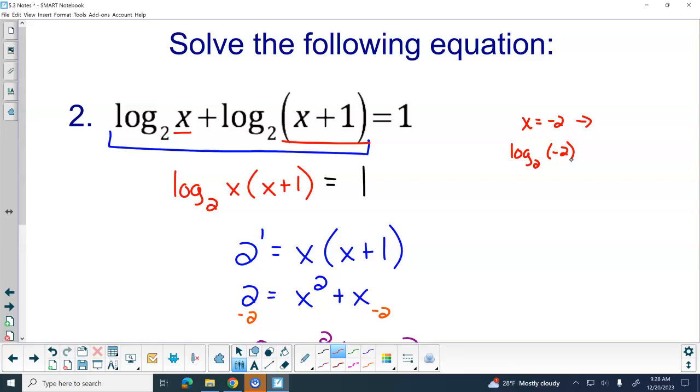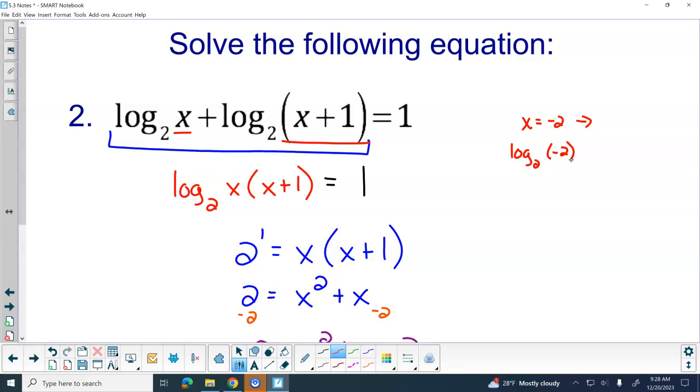Ready? Okay. What are the 2 conditions in logs? Base. What about the base? It's got to be positive, but can't be 0, can't be 1. What's my second condition about logs? The argument has to be positive. The argument can't be negative. If either one of those happen, done. Can't happen, doesn't work. So what about negative 2? Doesn't work. It's gone.